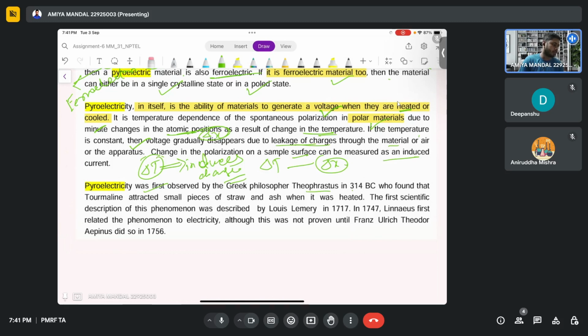Pyroelectricity was first observed by the Greek philosopher Theophrastus in 314 BC, who found that tourmaline attracts small pieces of straw when it is heated. Very interesting. The tourmaline attracts very small pieces of straw, due to the induction of charges. Okay, this is the history of pyroelectricity.